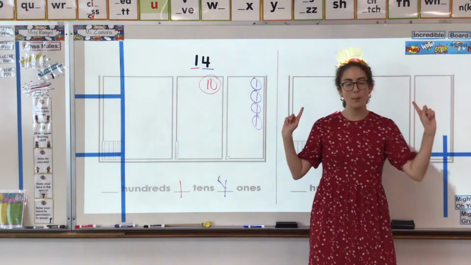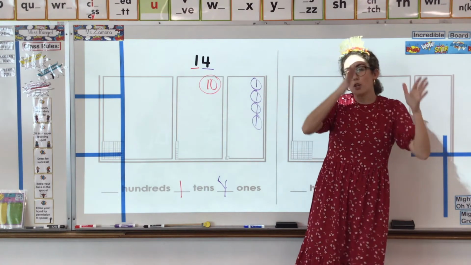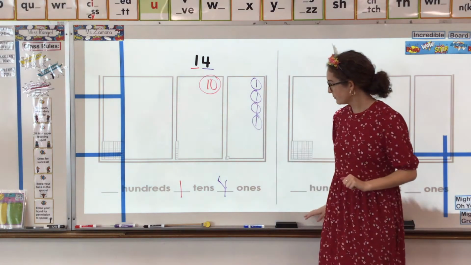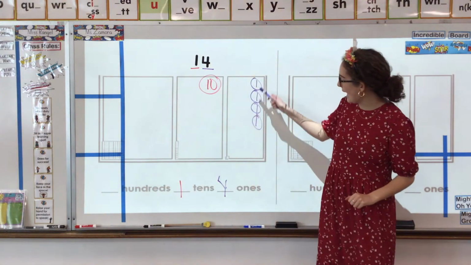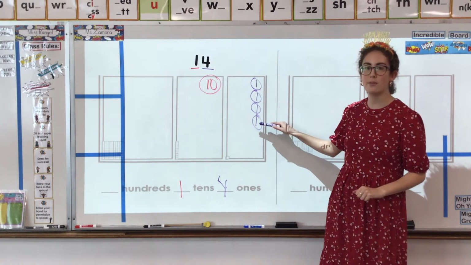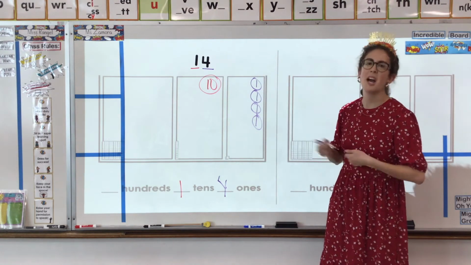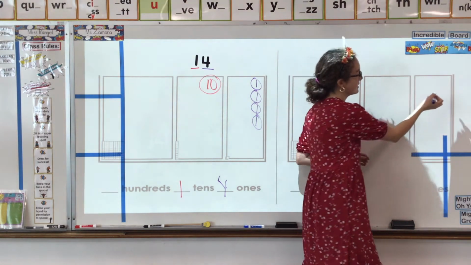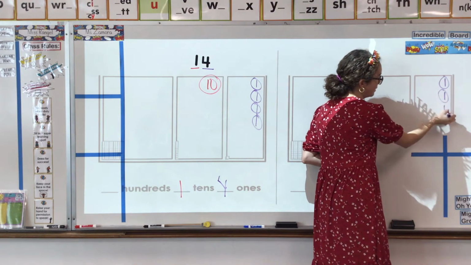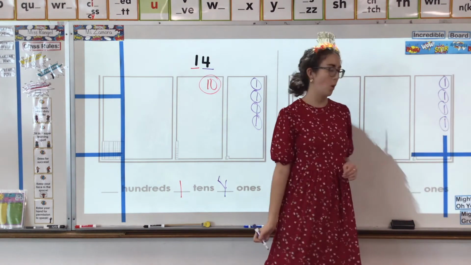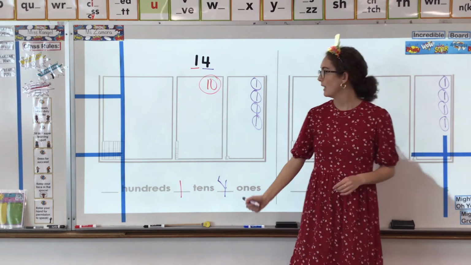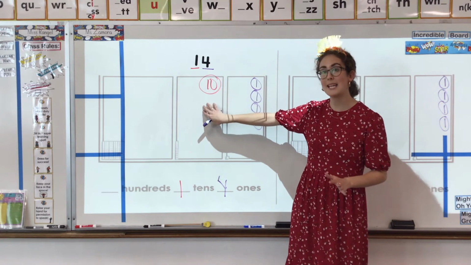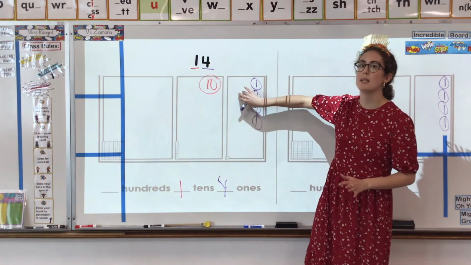So, can you come over to your second chart? On your totally separate chart, we're going to draw 14 a different way. So let's see. Right now, how many ones do we have in 14? How many ones? Just 4. So on this second chart, can you draw 4 ones? Just like we have? 1, 2, 3, 4. Good job. But we don't want to draw this 1 ten. We want to take the 1 ten and change it to ones.